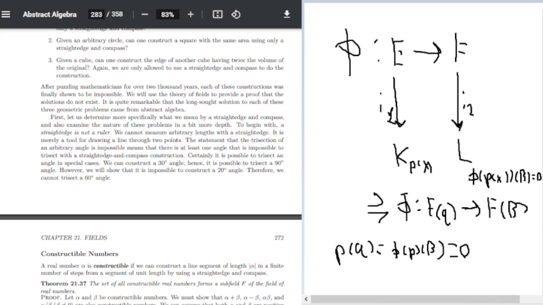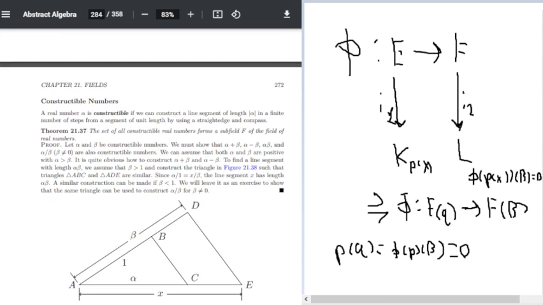The statement that the trisection of an arbitrary angle is impossible means that there is at least one angle that is impossible to trisect with a straightedge and compass construction. Certainly, it is possible to trisect an angle in special cases. We can construct a 30-degree angle, hence it is possible to trisect a 90-degree angle. However, we will show that it is impossible to construct a 20-degree angle. Therefore, we cannot trisect a 60-degree angle.